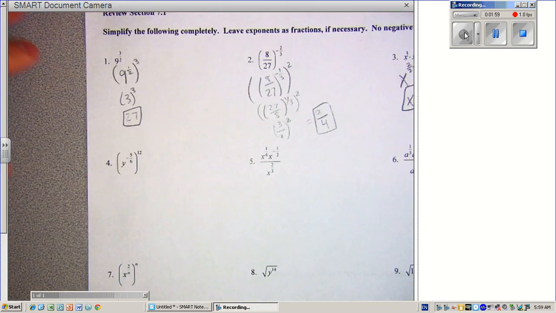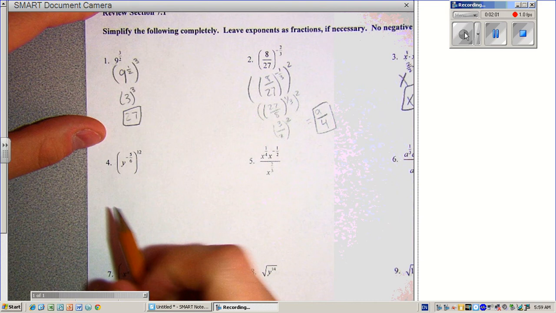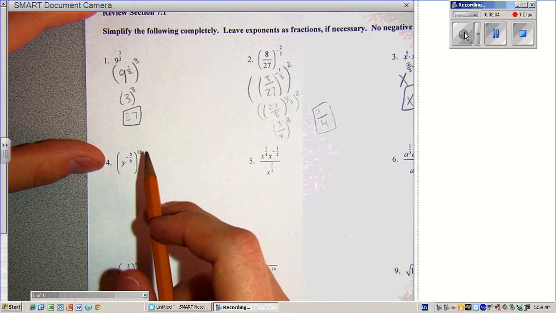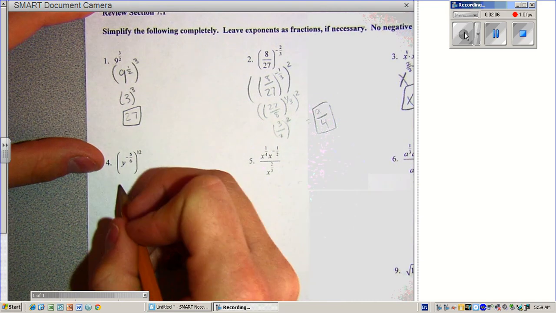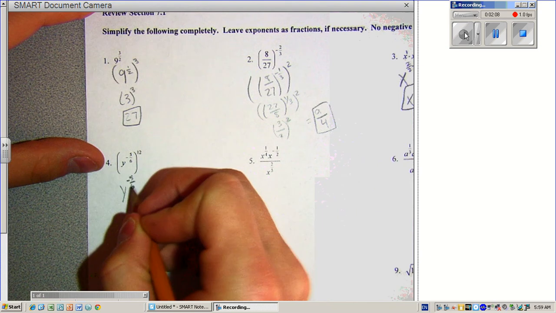Okay, let's move on to number 4. y to the negative 5/6 raised to the 12th. When we raise an exponent to an exponent, we multiply. So it's y to the negative 5/6 times 12.